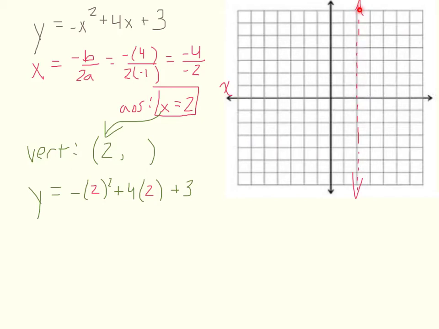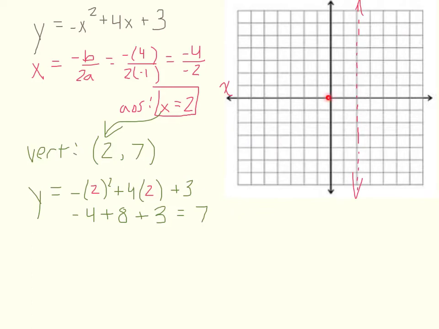So when we simplify, we're going to end up getting negative 4. We always do exponents first, then we multiply by our coefficient. Plus 8 plus 3. So my y value is actually going to end up getting positive 4 plus 3. That's going to be 7. So 7 is my y value of the vertex.